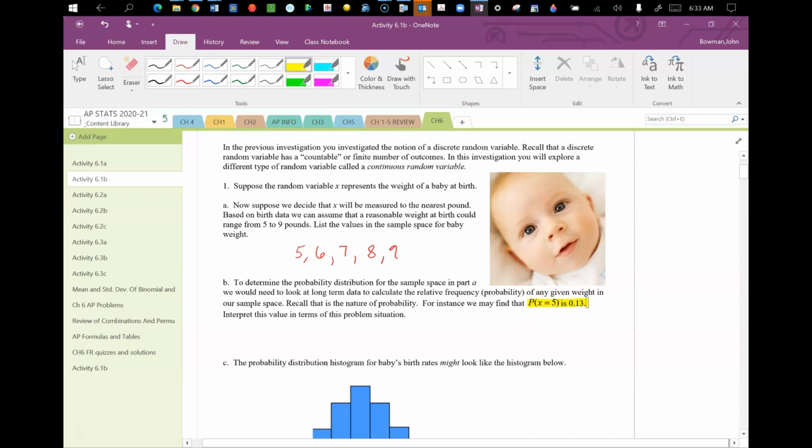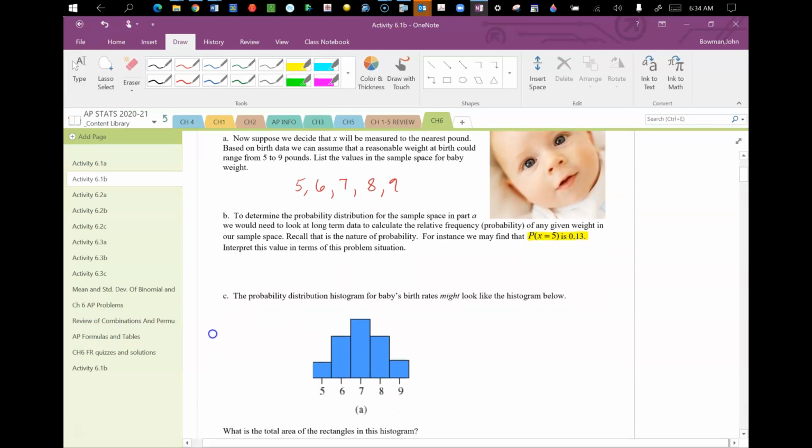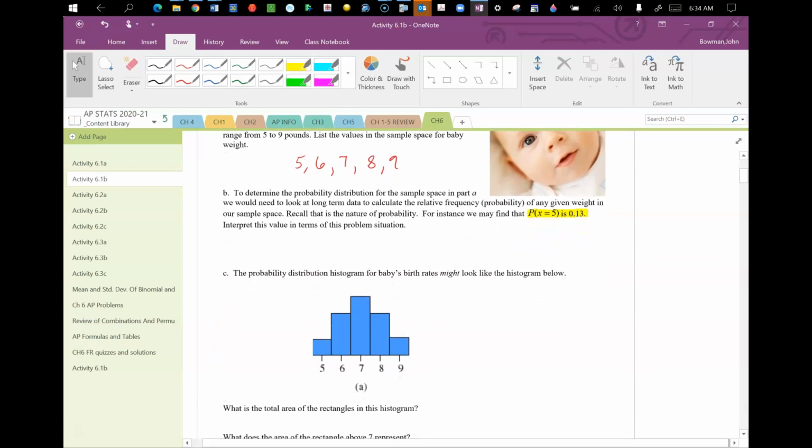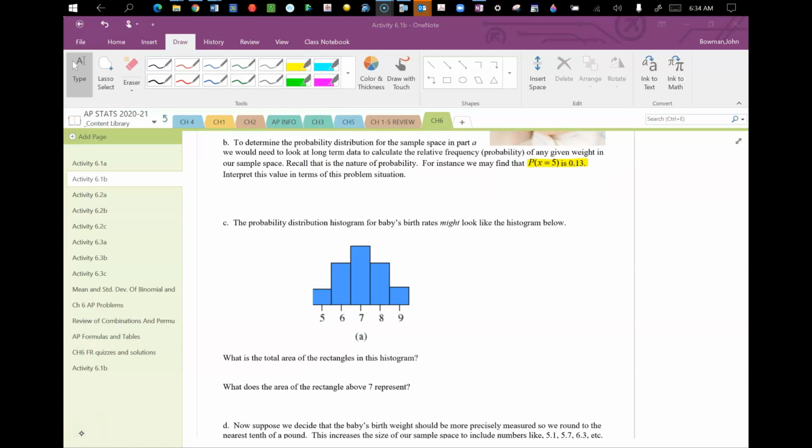So how would we interpret that? We would interpret that as saying, based on our data, the relative frequency of 5-pound babies is 13%, or the probability of a baby being born that is 5 pounds is 13% based on our data. So we might have a histogram for the distribution of baby weights that look something like this. Take a look at this histogram and take a look at the two questions below it and take a moment to answer those questions.